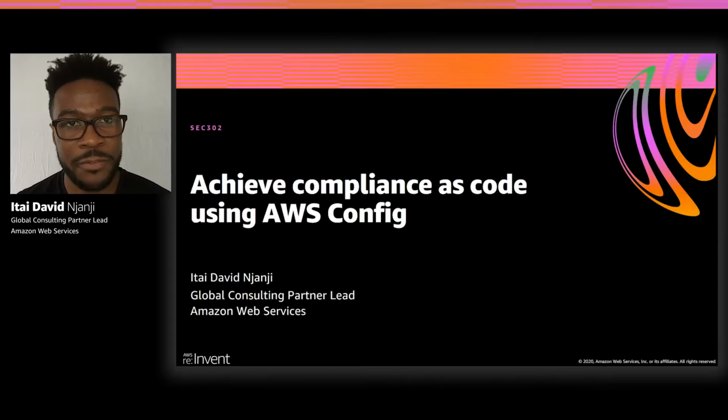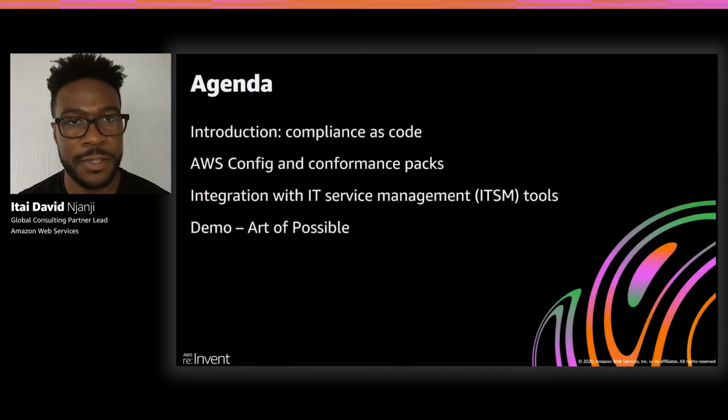Before we get started, I want to give you a bit of context and agenda of what we'll be covering today. First, I will introduce the concept of compliance as code. I'll then talk about how to accelerate the process of achieving compliance as code utilizing AWS Config. In particular, I'll talk about config rules and conformance packs. I'll talk about how our customers utilize the ITSM tools in their customer journey, where ITSM stands for IT Service Management. Afterwards, I'll bring these tools together in a demo, which we have titled Art of Possible.